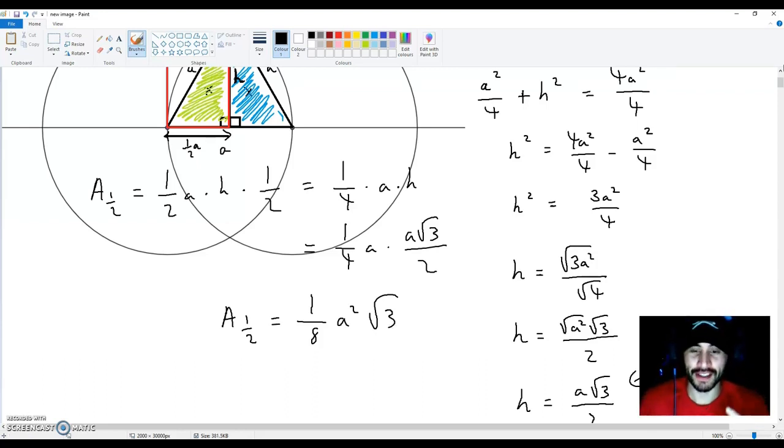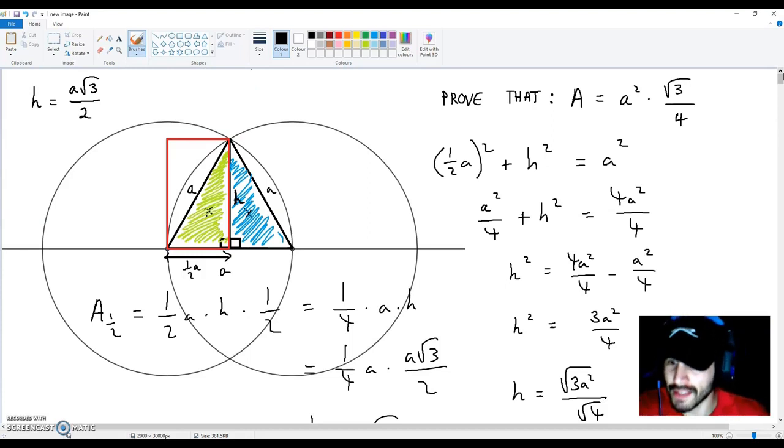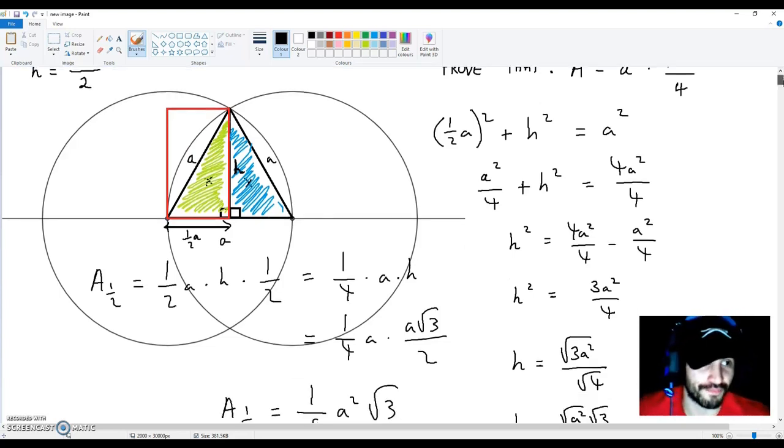Look at the smile on my face. I know that I am that close to completing this proof. Gosh, it's been a journey. Anyway, the next step now is to multiply the area of half of this equilateral triangle by 2. If we do this, we're going to get the area of the whole equilateral triangle, and we get our proof. Let's do this. As you can see, the area in green is equivalent to the area in blue, so we just double the area in green to get the whole area of the equilateral triangle.